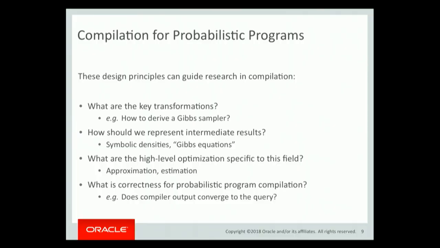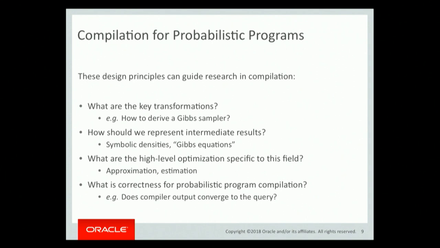So for example, one thing you could study is how you derive Gibbs samplers. There is also the question of how to represent the intermediate results. When I looked at the work around 2013, I felt like in many cases the representation of the program wasn't always clearly specified, and sometimes the representation was chosen in such a way that would prevent producing high quality code. Another thing that's potentially interesting for compiler hackers is that there are a lot of optimizations in probabilistic programming that we're not used to in compilers.